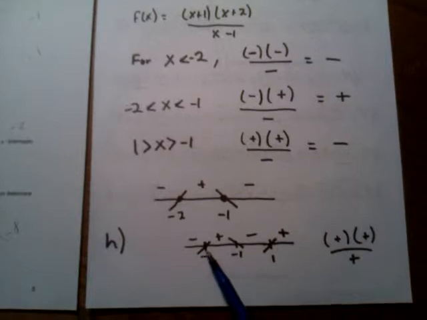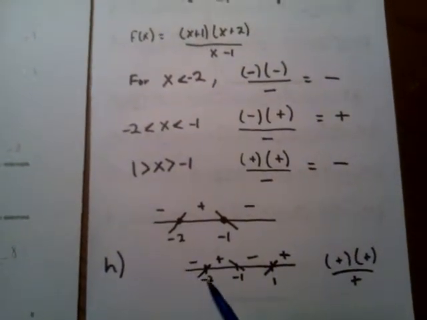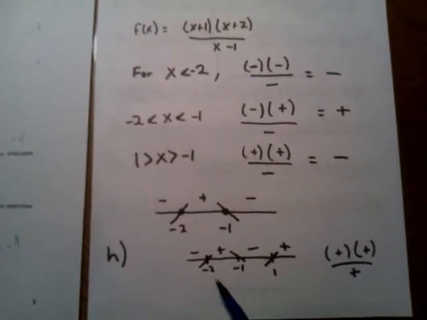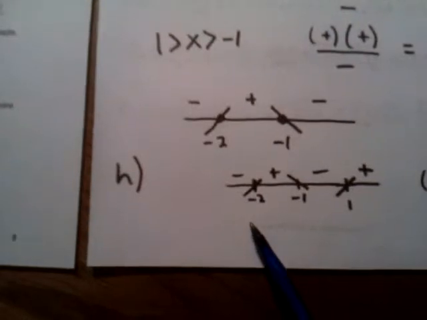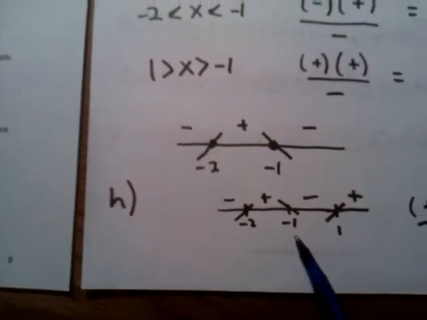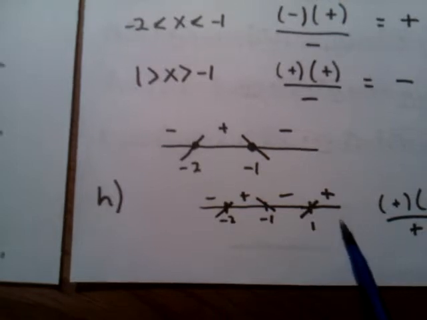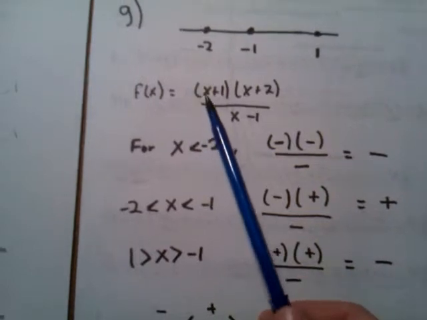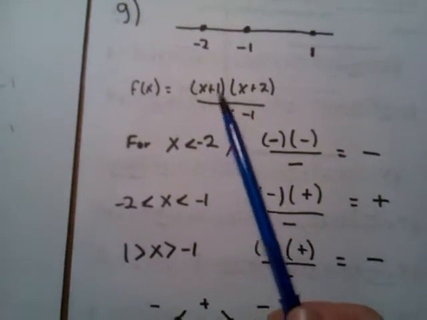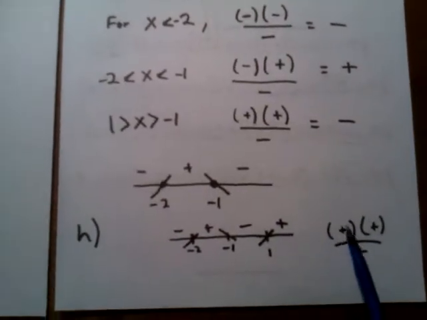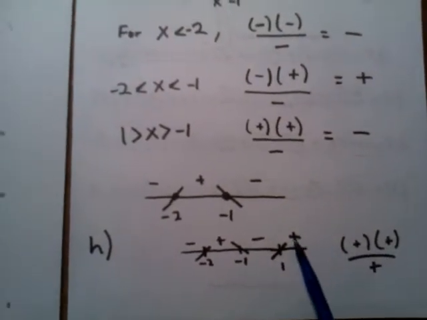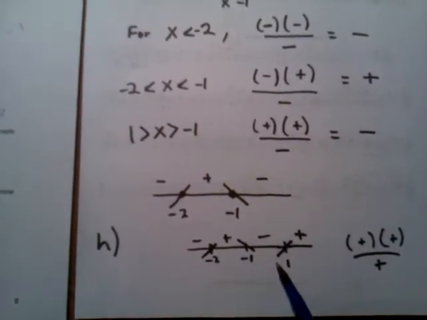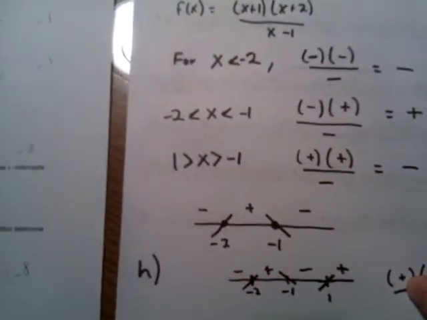Now we've done most of part H, because we're asked to find where it's above and below the x-axis. So we already know that it crosses at minus 2 and it crosses at minus 1. So we just have to check to the right of positive 1. If we plug in something greater than 1 into all of these, they'll all be positive. So a positive times positive divided by a positive gives us a positive number. So we know that it crosses at minus 2, and then again at minus 1, and then again at positive 1.